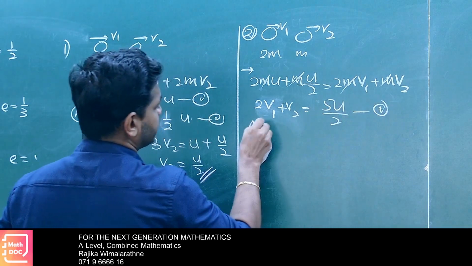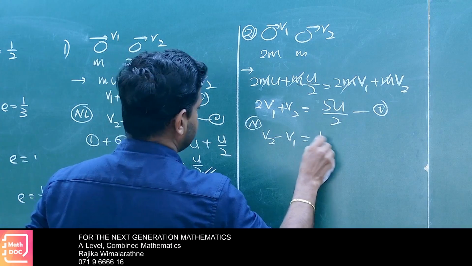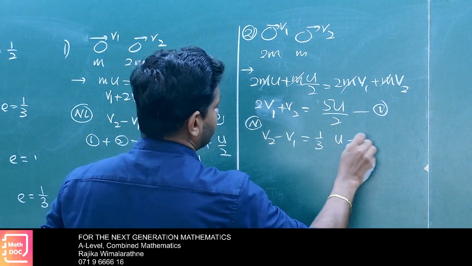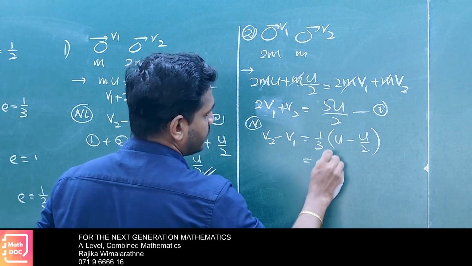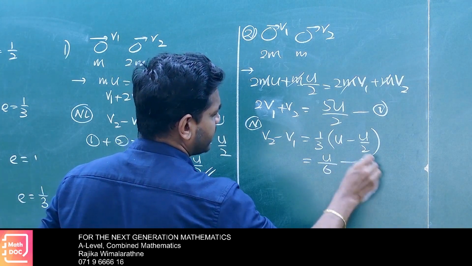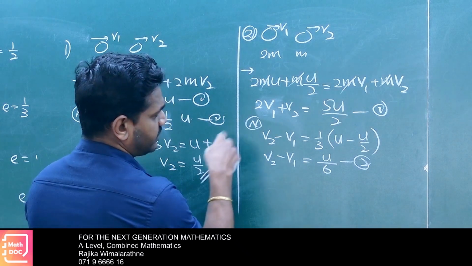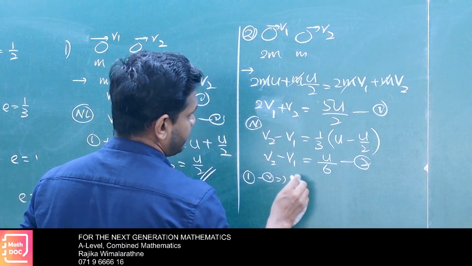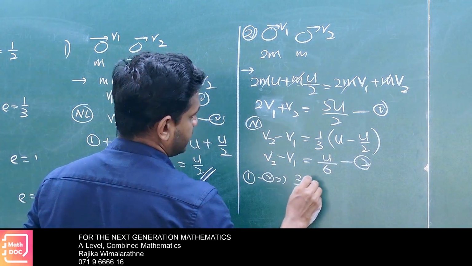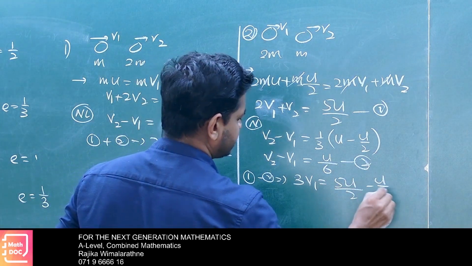2v1 plus v2 equals 5u over 2. Then Newton's law of restitution: v2 minus v1 equals e times relative velocity, e means 1/3, u minus u over 2, that is u over 6. So v2 minus v1 equals u over 6. Then 1 minus 2: 3v1 equals 5u over 2 minus u over 6.